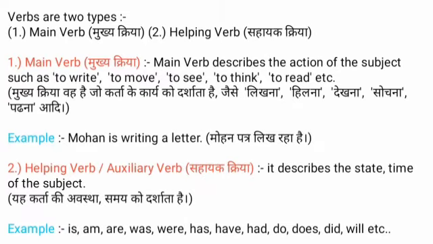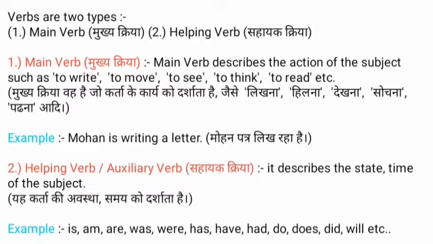Verbs are two types: main verb and helping verb. Number 1, main verb. Main verb describes the action of the subject, such as to write, to move, to see, to think, to read, etc. For example, Mohan is writing a letter.